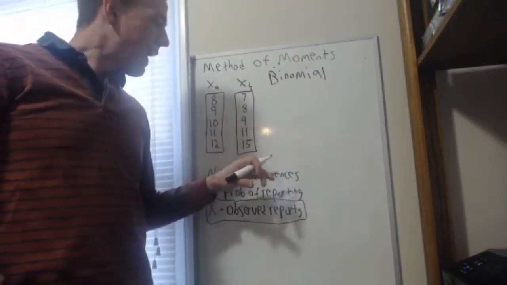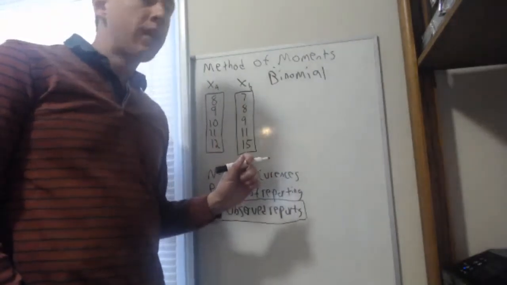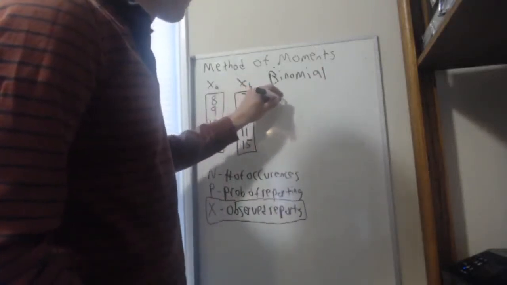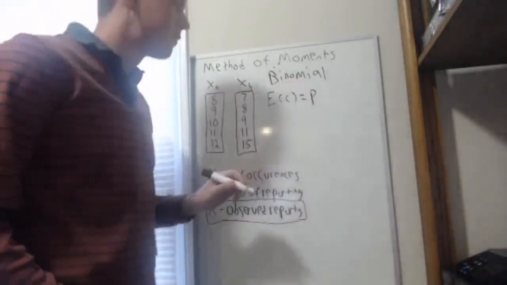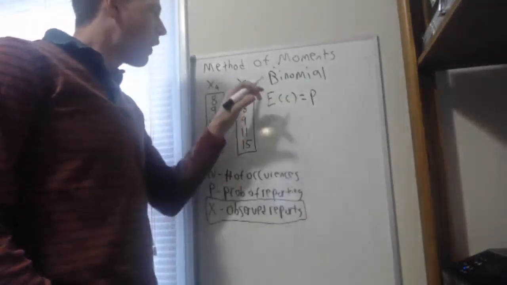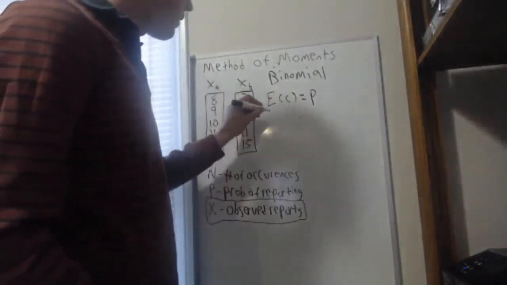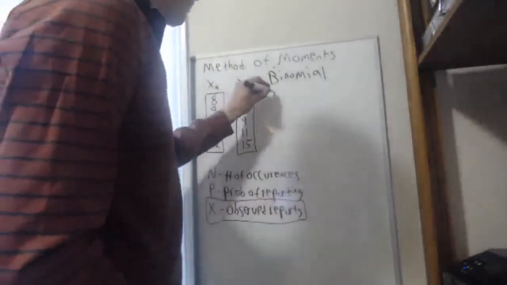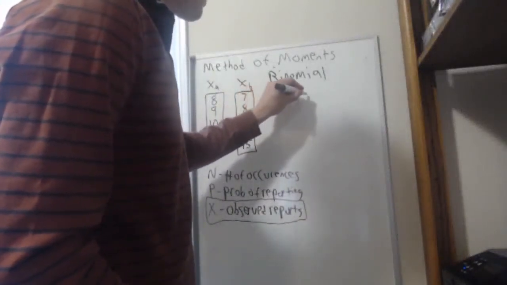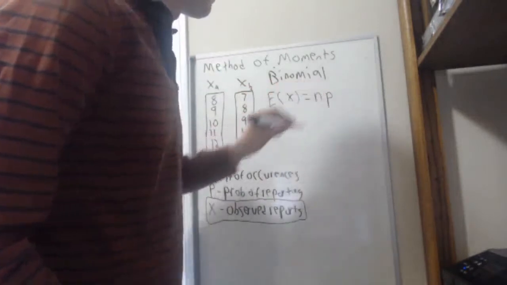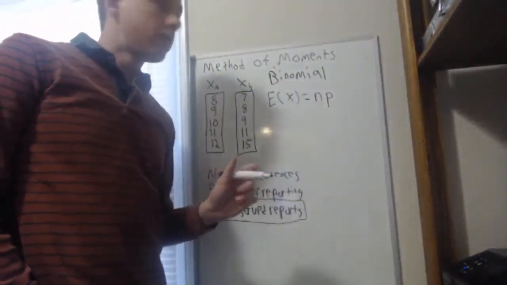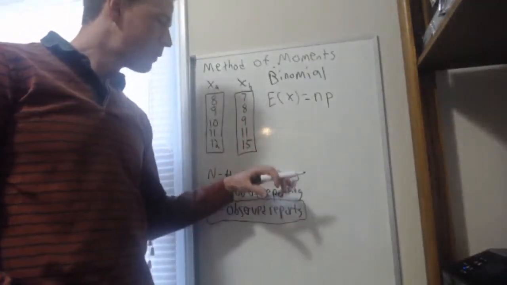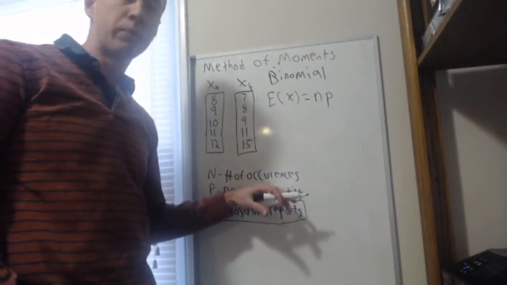Well, if something follows the binomial distribution, just like with a coin where the expected value of a coin was equal to p, the probability that it lands heads, the expected number of reports on a given day, the expected value of x, is going to be equal to np. That is to say, on the average day, how many crimes get reported? Well, it's going to be the number of crimes multiplied by the probability that they get reported.